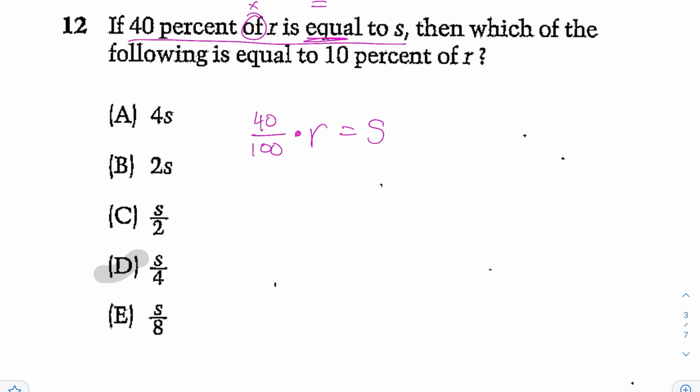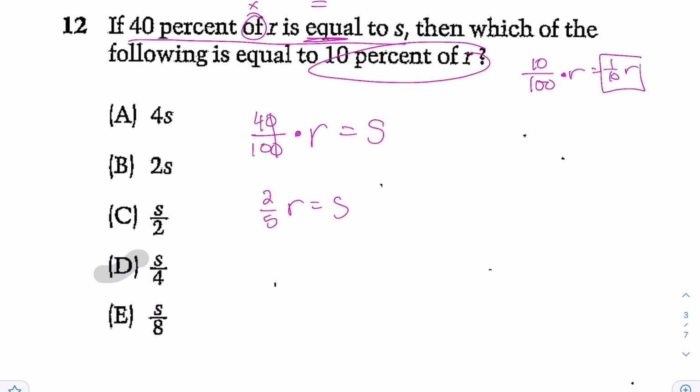So here you have this fraction. You can just leave this like so, but you can also simplify it. 40 over 100 actually simplifies to 2/5. So 2/5 times R is equal to S. Now you have to go through all the choices and figure out which one is equal to 10% of R. 10% of R is 10 out of 100 times R, or 1/10 of R. So that means you'll have to turn 2/5 into this 1/10.